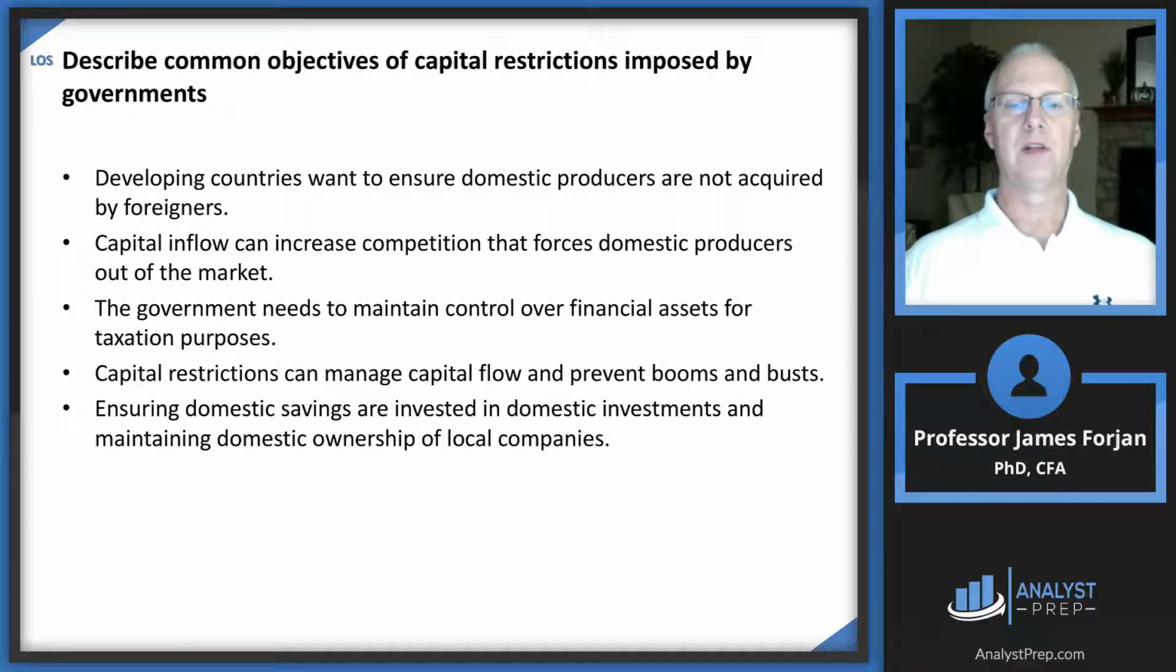And then another objective is so that there's some kind of equilibrium in the savings market, maintaining domestic ownership in local companies.